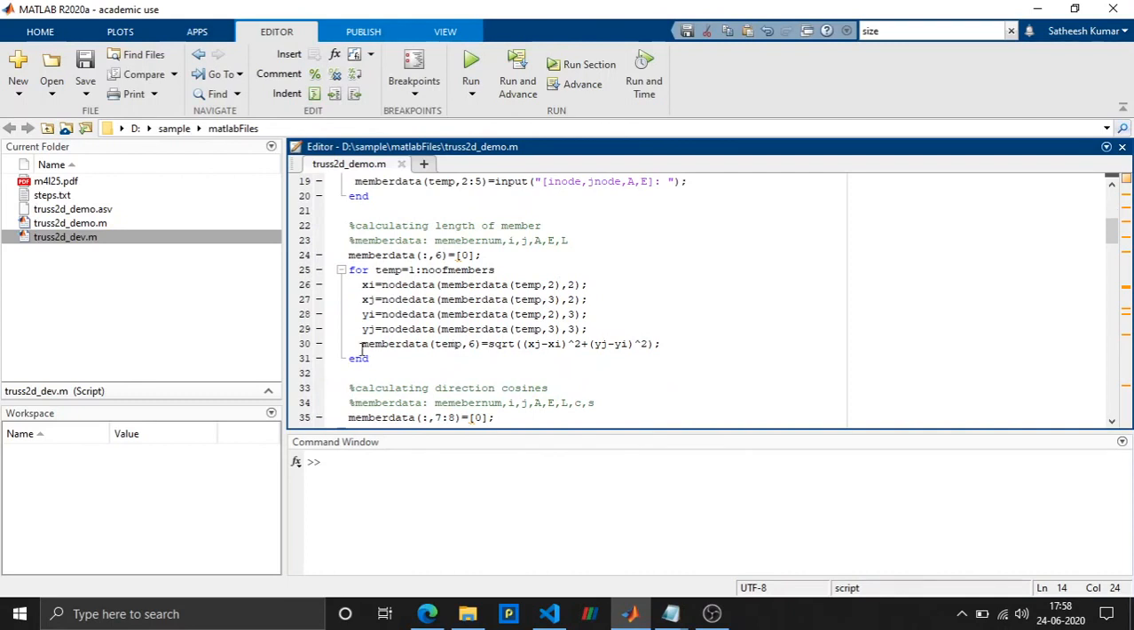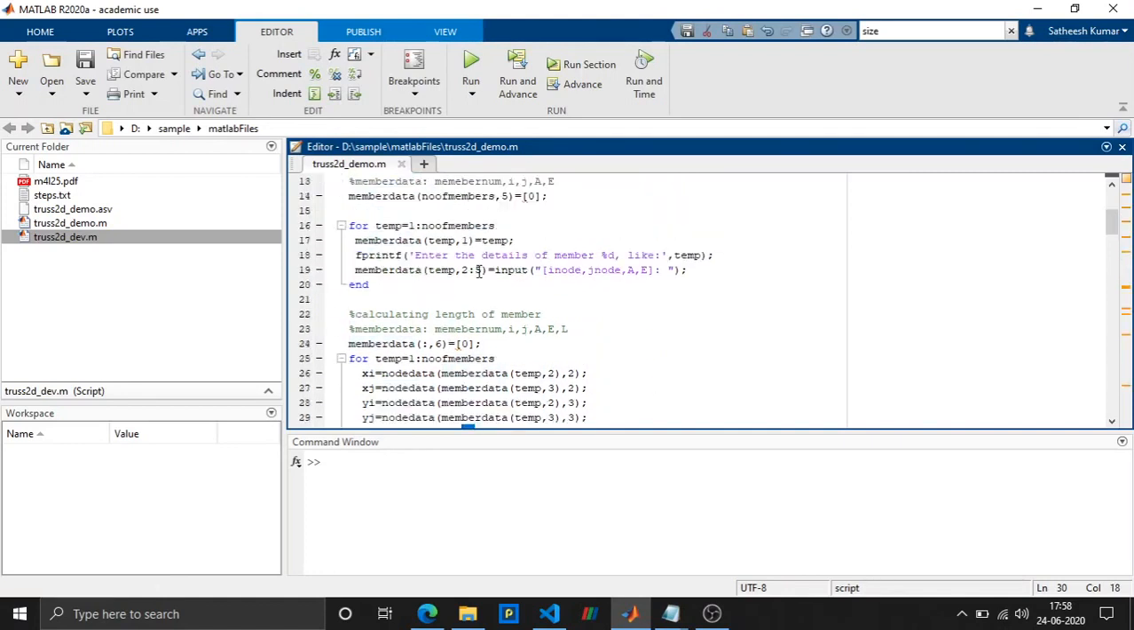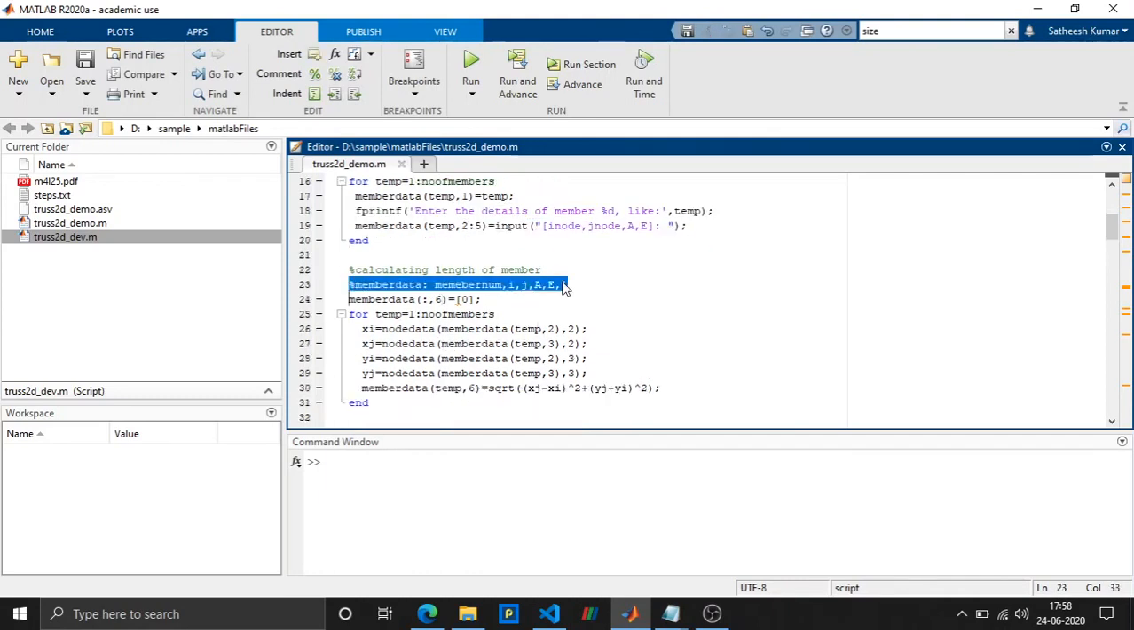we are calculating the member length and storing that in the member data. This is the length of the member, square root of (xj minus xi) whole square plus (yj minus yi) whole square. I am storing this value in the 6th column of the member data. Initially I am using only 5 columns. I am adding another 6th column and adding the length of the member.